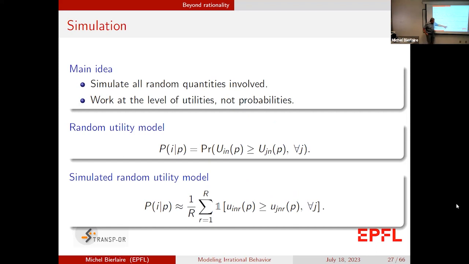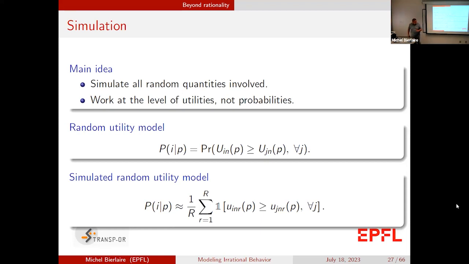So if you look at the utility instead of the probability, well, we can basically approximate the choice probability using simulation. So these are random variables. We can draw from the random variable. And for each draw, we can identify which is the best alternative. And then we just count, this is an indicator, we just count how many times, let's say, public transportation is the winner among all the possible draws. And this is a good approximation of the probability.